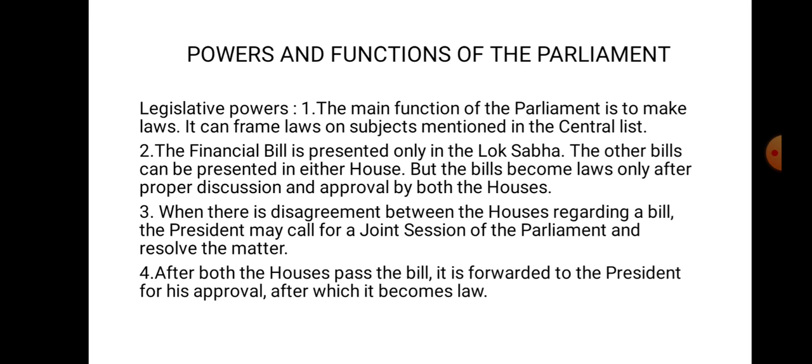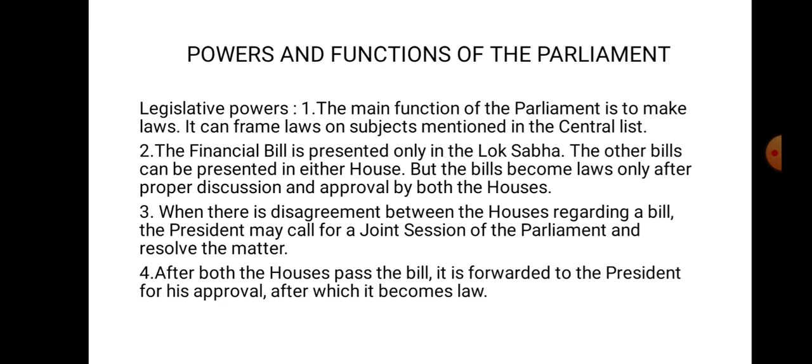Secondly, the financial bill. The bill relating to money matters is presented only in the Lok Sabha. Lok Sabha enjoys more power. Why? Because it is called the House of People. The members are directly elected by the people. So all the bills relating to money matters have to originate or be presented only by the Lok Sabha, and after Lok Sabha presents, it goes to Rajya Sabha, but the bill becomes law only after proper discussion and approval by the houses.